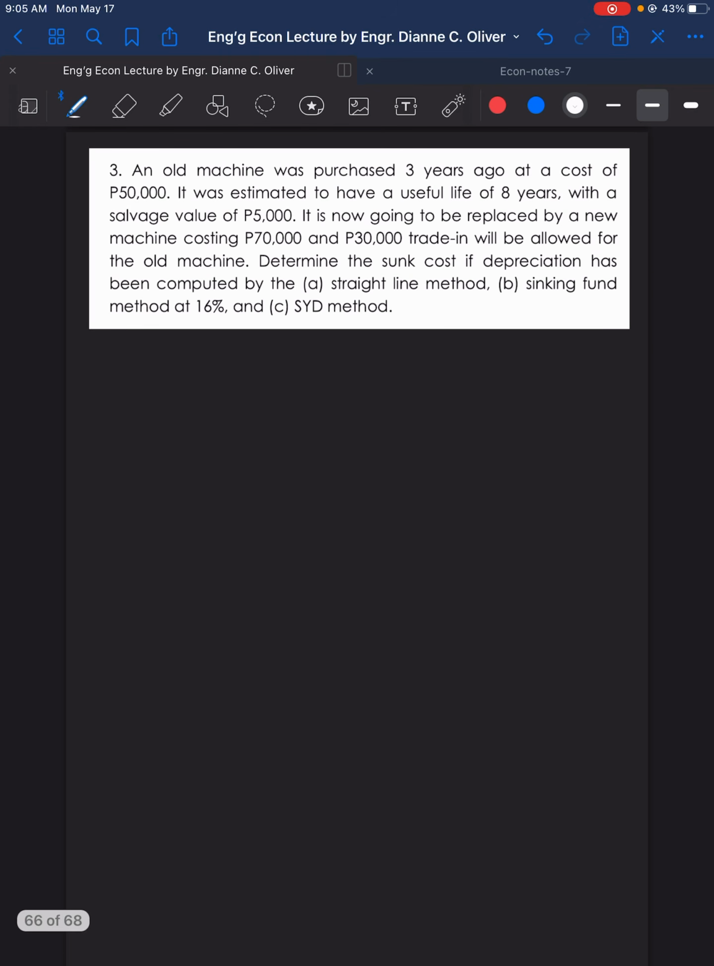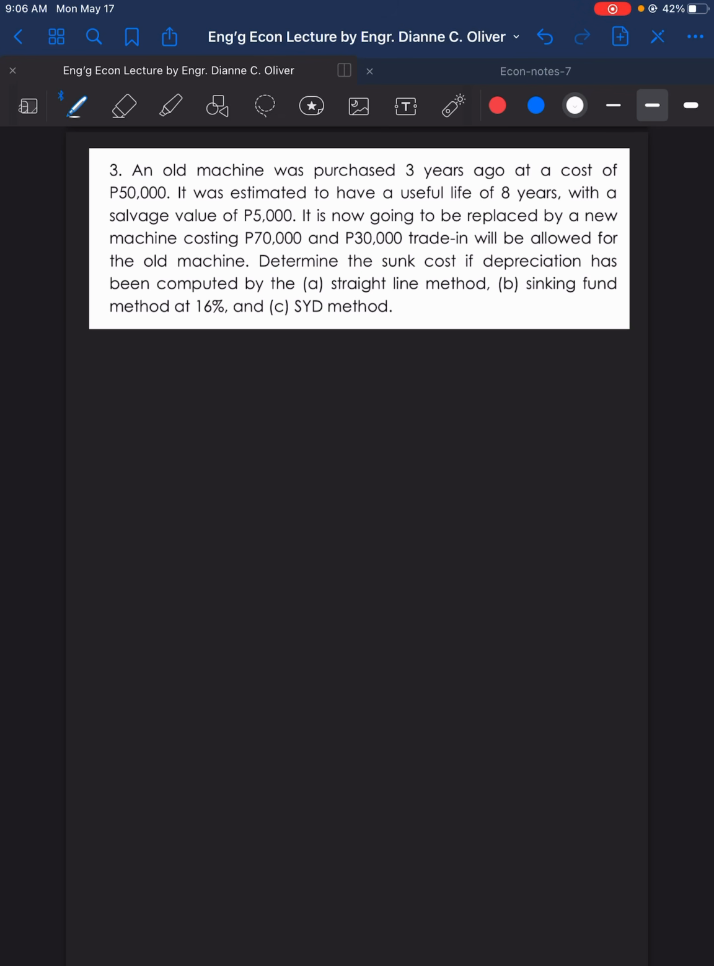Let's go to the last example, number 3. An old machine was purchased 3 years ago at a cost of 50,000 pesos. It was estimated to have a useful life of 8 years with a salvage value of 5,000 pesos. It is now going to be replaced by a new machine costing 70,000 and 30,000 pesos trade-in will be allowed for the old machine. Determine the sunk cost if depreciation has been computed by letter A, straight line method, B, the sinking fund method at 16%, and C, the sum of years digit method.